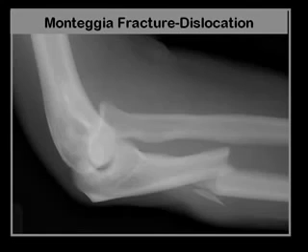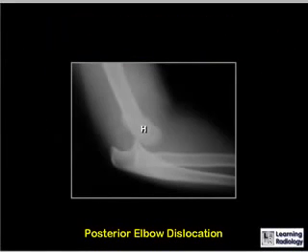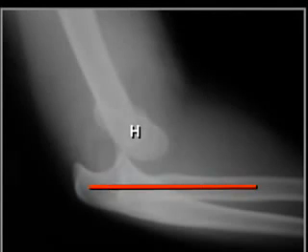This is an example of a combination fracture dislocation, a fracture of the ulna with shortening and dislocation of the radial head, which is called a Monteggia fracture dislocation. Here's another example in which the radius and ulna are dislocated posteriorly relative to the distal humerus, labeled H.